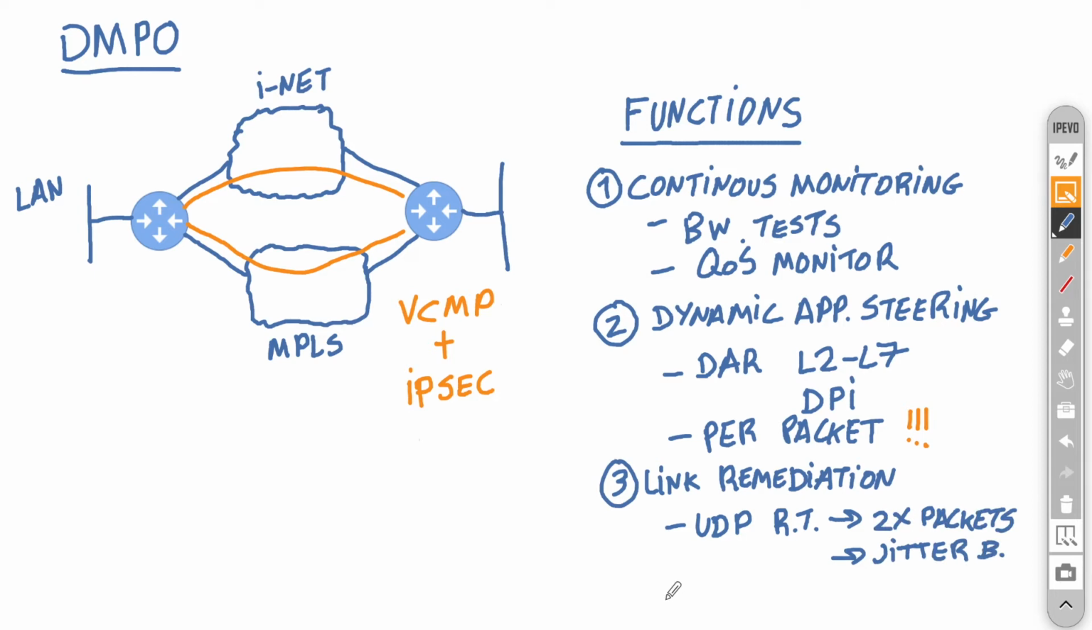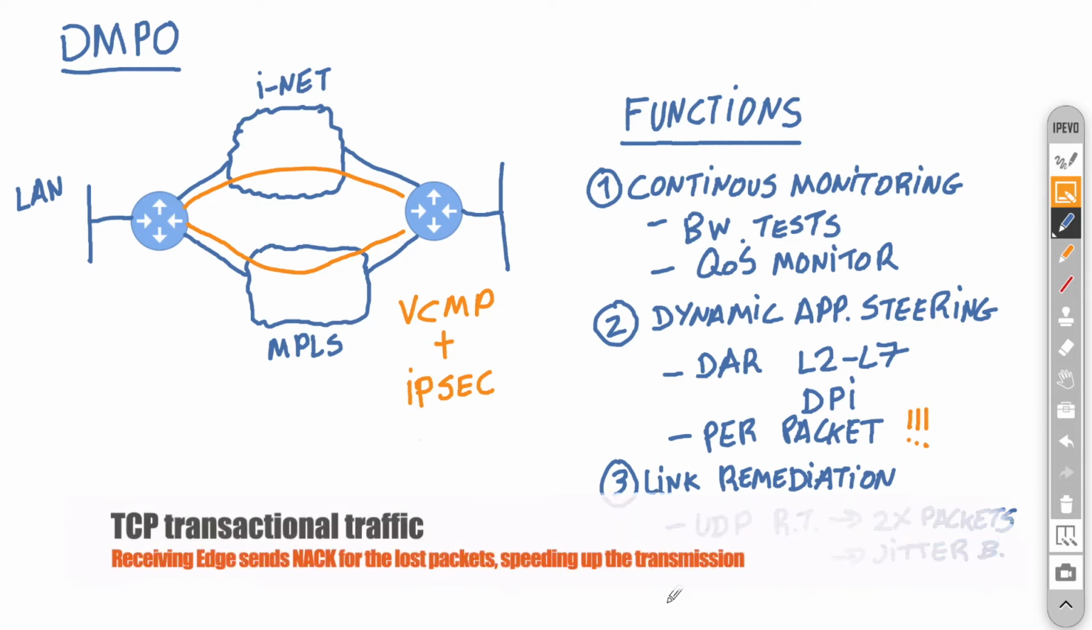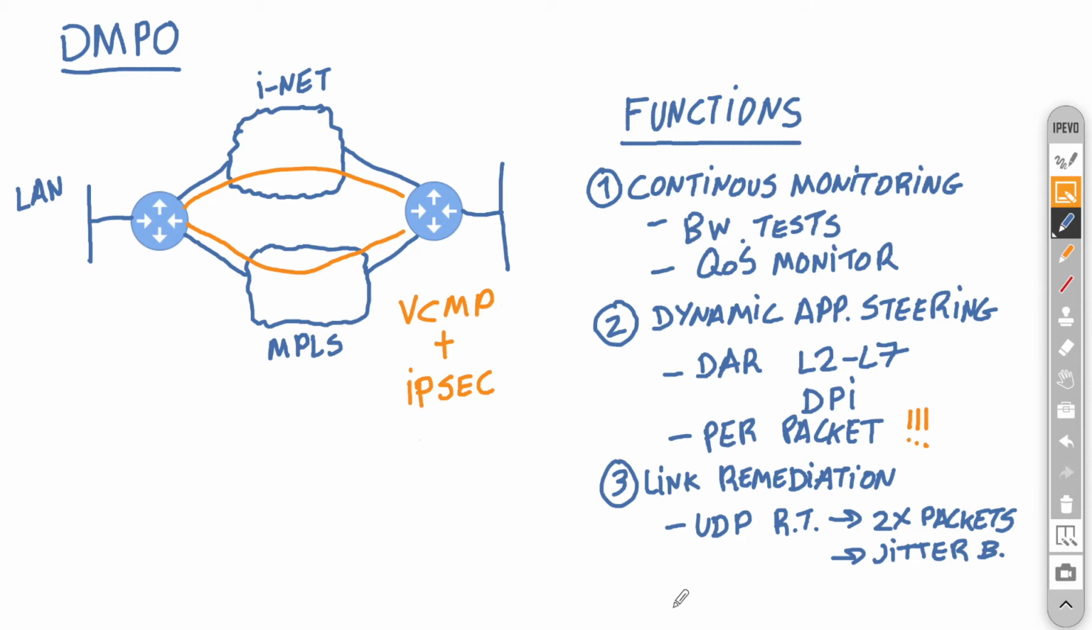Now for TCP transactional apps, we are doing error correction. So in case some of the packets were missing, the receiving edge will send a negative acknowledgement, thus protecting the actual applications from triggering these retransmits, thus making the transmission faster.